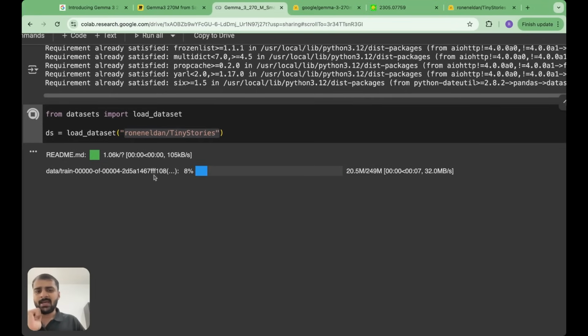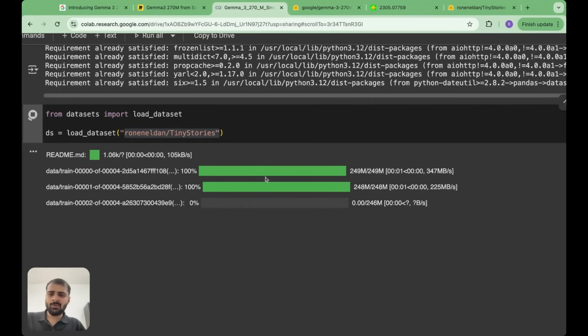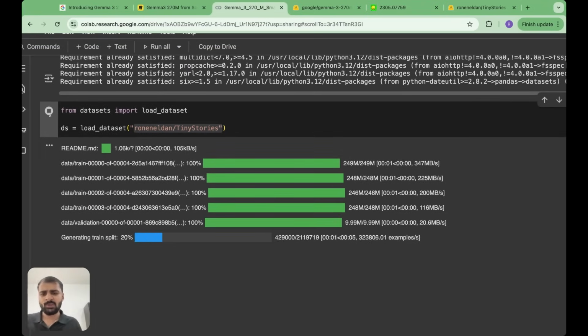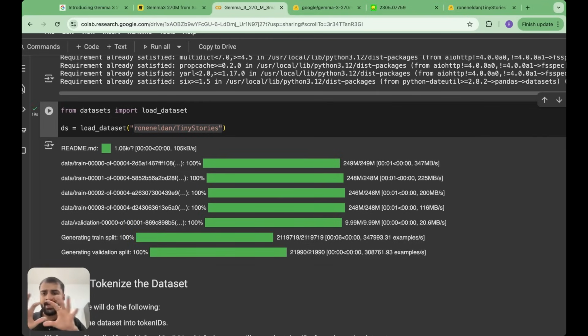So here you can see that 2 million rows will be downloaded over here, and it's pretty quick. It does not take too much space also. That's one advantage of using this data set. The whole data is split into training and testing. I have my training data, which has around 2 million samples, and I have my testing data, which has about 20,000 samples. So overall, it comes to 2.2 million, let's say.